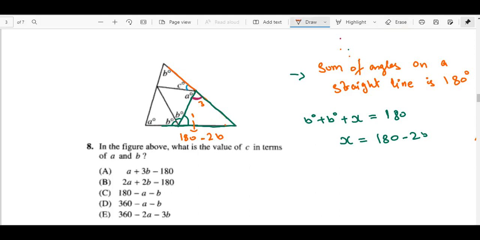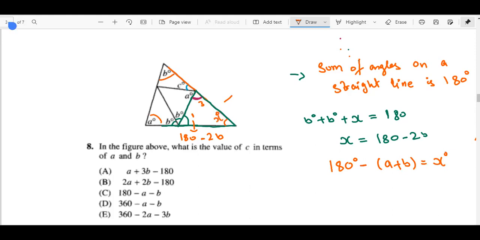180 minus A minus B. Excellent. Very well done. So sum of angles in a triangle is 180, right? So if I think of this whole triangle, I know that this side is A, this side is B, this angle is A, this angle is B. So 180 degrees minus (A plus B) is basically going to give me this angle, right? Let's write X degrees now for this one.